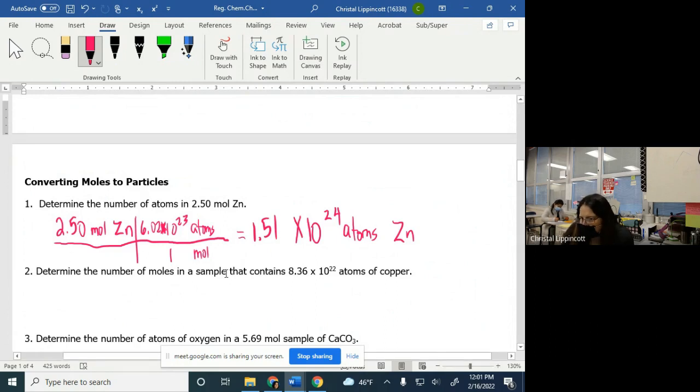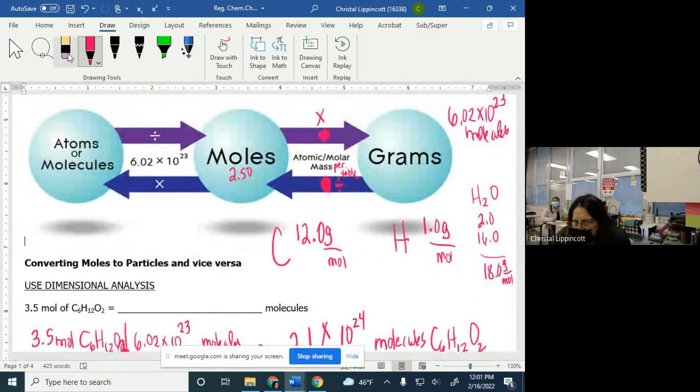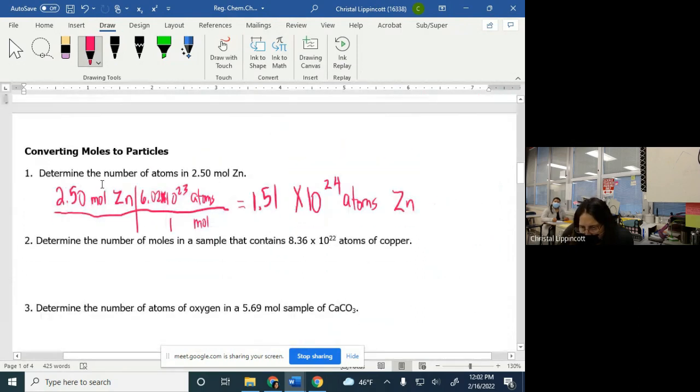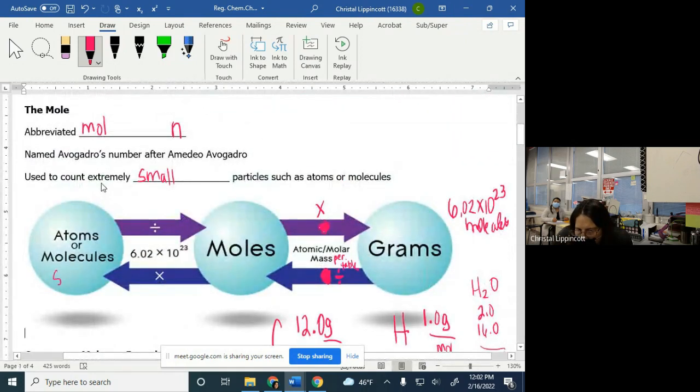The next one, we're going the other direction. So this time, instead of going from here, we're going to go from here this way. So now I'm going to be doing 8.36 times 10 to the 22nd. So we're going this way. We're going to divide by this number.